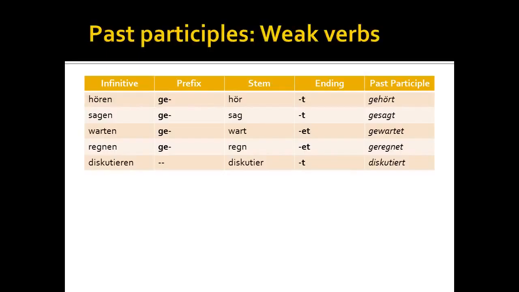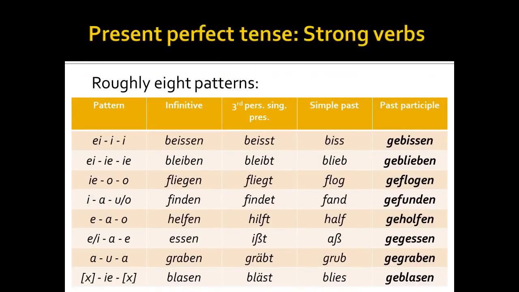Like I said, the past participle with weak verbs is easy to form. Unfortunately, with German, it's not so easy with strong verbs. However, what we do have going for us, to our advantage, is that these strong verbs follow roughly 8 conjugation patterns. I have the patterns listed here on the screen. You could pause the video lecture to take a look at those at your convenience, at your leisure.